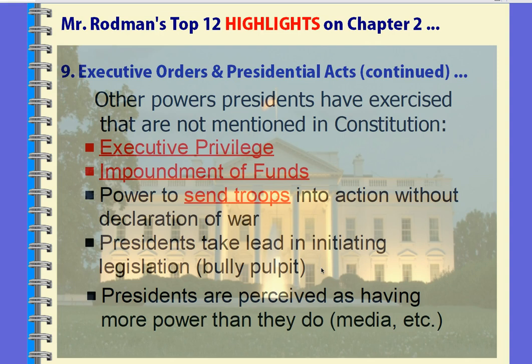The bully pulpit is a little more amorphous, not quite the same enumeration as sending troops into harm's way or being commander-in-chief, but it is a power that when the president speaks, people listen. When the president tweets, people listen, and sometimes that's good, sometimes not so good. There are also trial balloons pushed out there that we'll talk about in Unit 2. The idea of trial balloons is to throw an idea out there and see if people like it or hate it. If they hate it, you disavow it, you disregard it and pretend it doesn't exist. And if they like it, then you say, oh yeah, we came up with that idea.